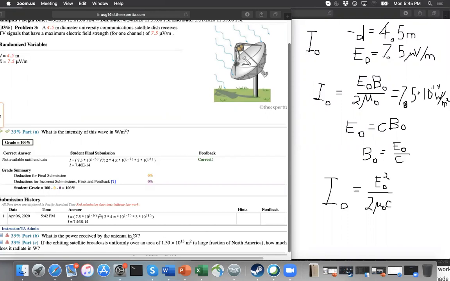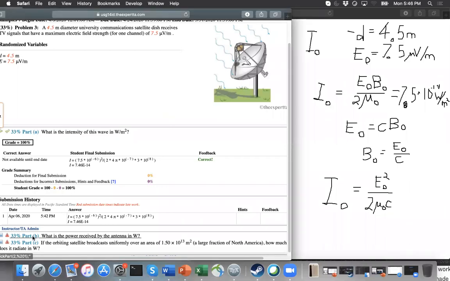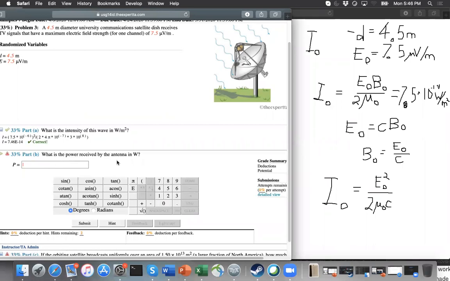Okay, let's consider the next part of this problem, because I think that this will bring down where things get a little more practical. Part B. What is the power received by the antenna in watts? Now we're going to talk about watts, so we can compare that to like light bulbs and other things. What are we talking about here?